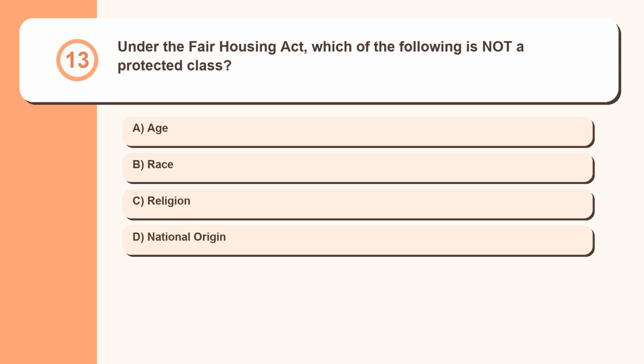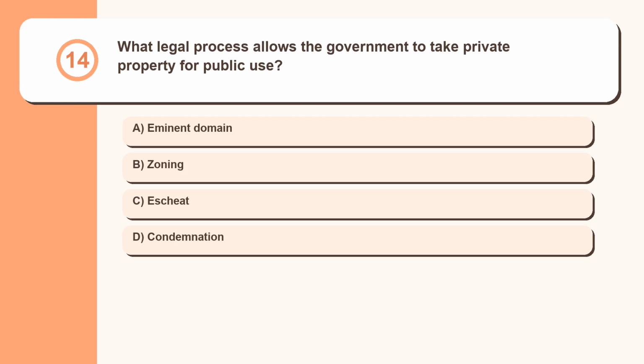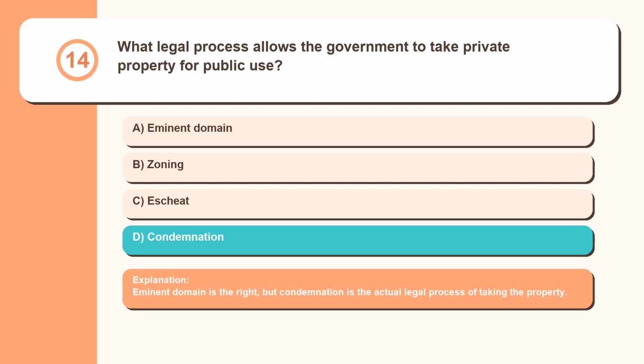Question 13. Under the Fair Housing Act, which of the following is not a protected class? Age, race, religion, national origin. The Federal Fair Housing Act does not include age as a protected class, though some local laws might. Question 14. What legal process allows the government to take private property for public use? Eminent domain, zoning, escheat, condemnation. Eminent domain is the right, but condemnation is the actual legal process of taking the property.